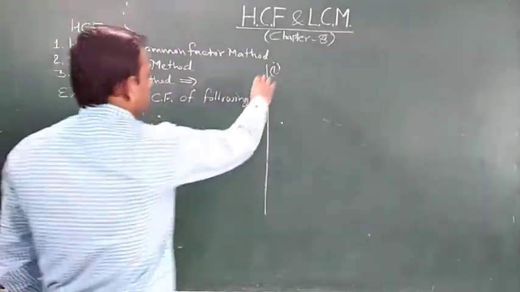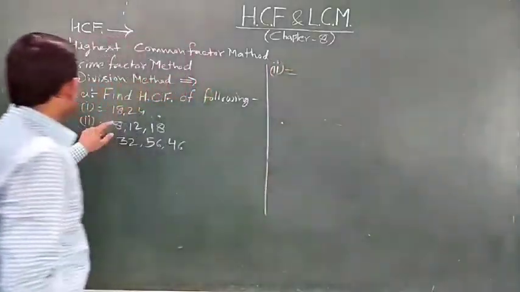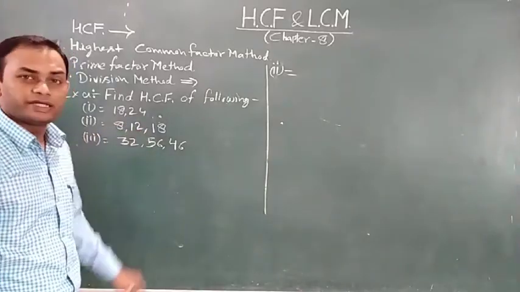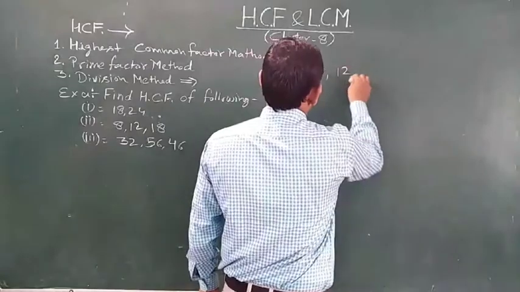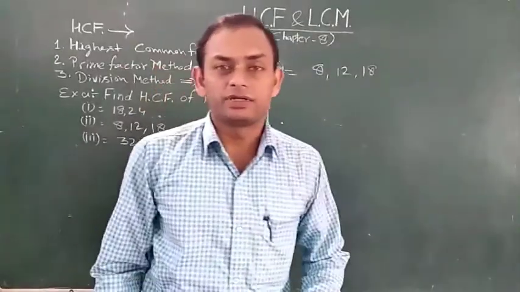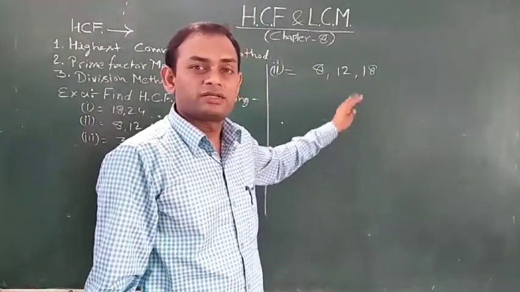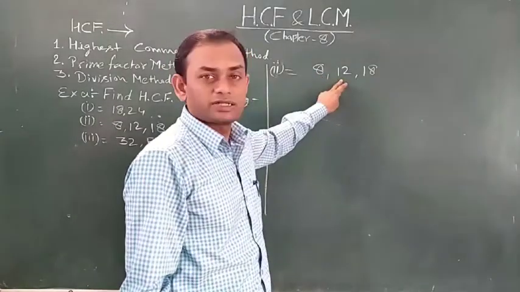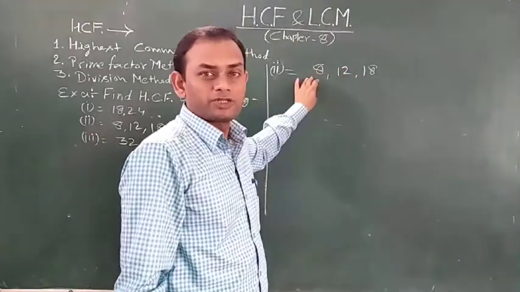Now the second: we have to find the HCF of 8, 12 and 18. Again we have to do the same thing. We have to see which is the smallest, then the greater. So this is the smallest number and this is the greater number. So we will divide this 12 by the smallest number.